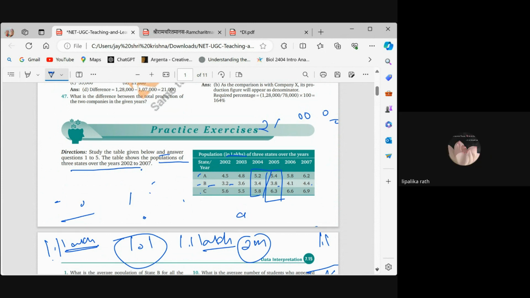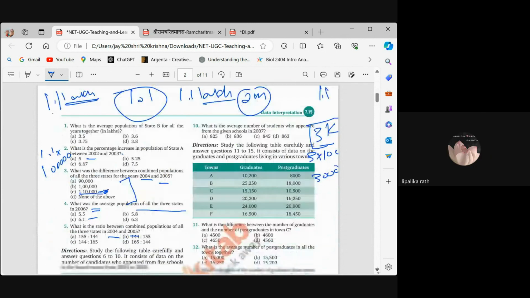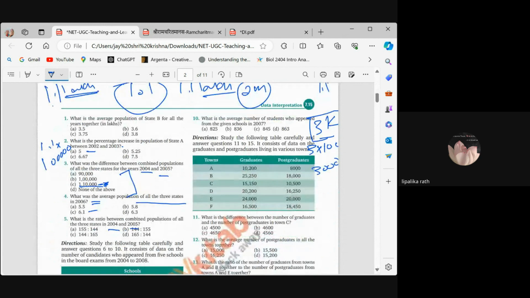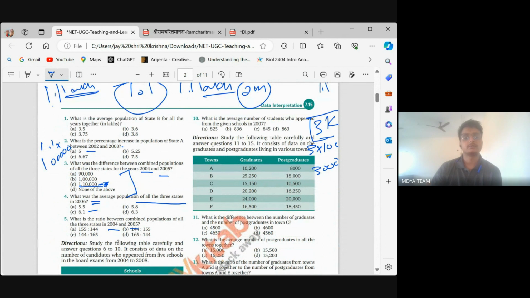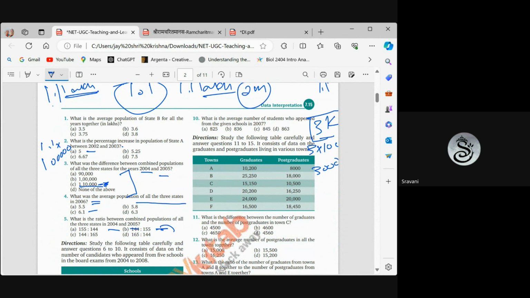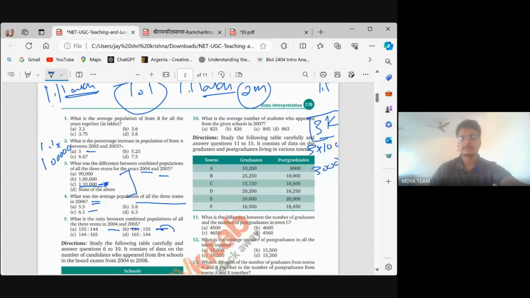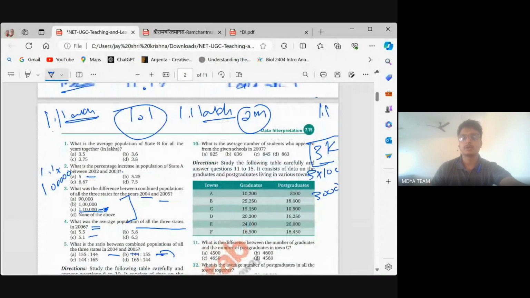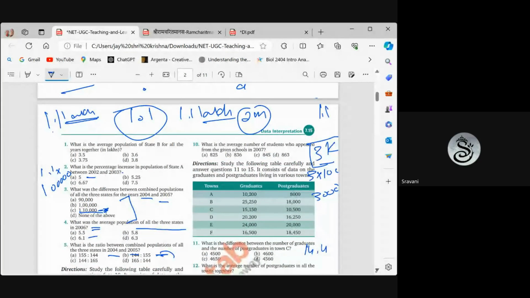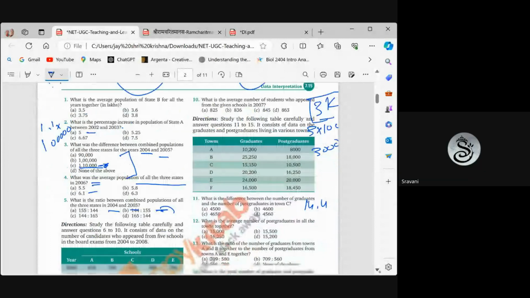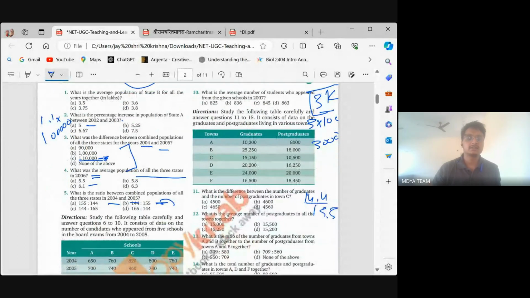Yes, sir. It will come 144 and is to 155. 144 ratio 155. So B. But how will it be 144? It is 14.4, right? It is 14.4, na? And the value is 15.5. Now see, sometimes what they will do, 14.4 and 15.5.